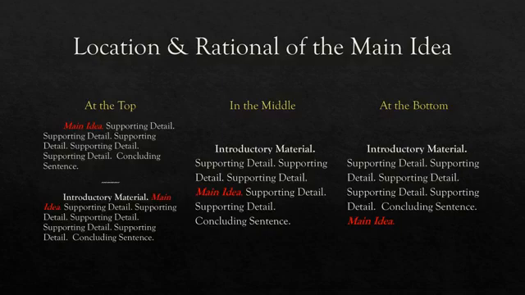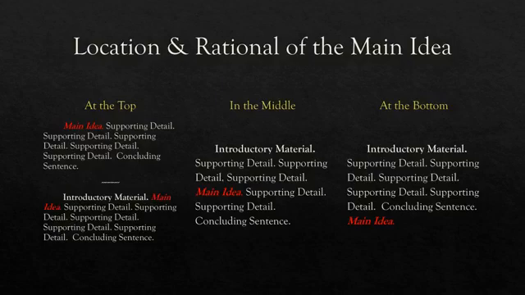Also, a writer may put the main idea at the very bottom. They may use the main idea as a concluding sentence, so they introduce their material and support it, and then conclude with it, wrap it all up. In my opinion, this is perhaps one of the most confusing, because we have all these details that are later summarized in the main idea.